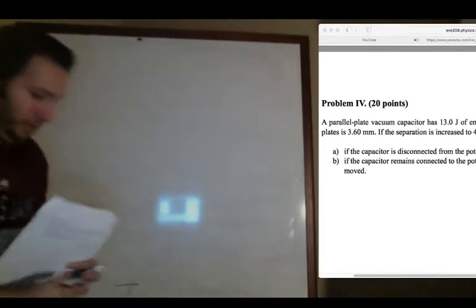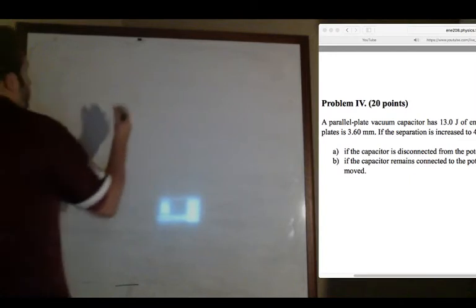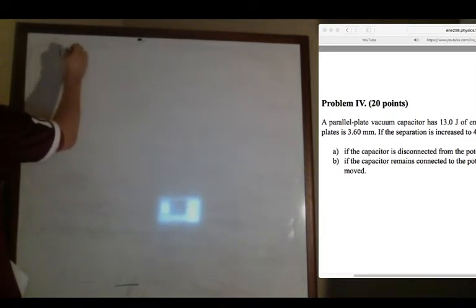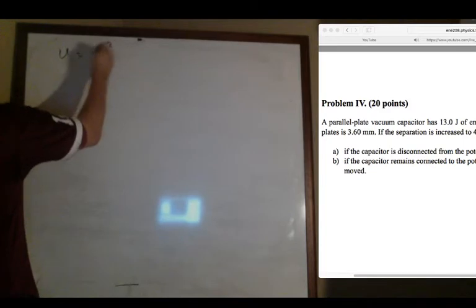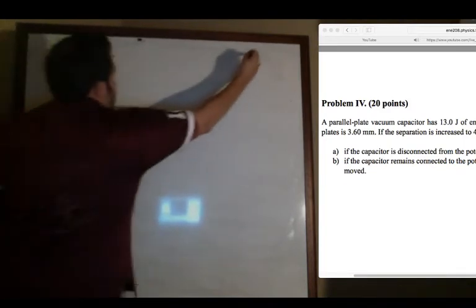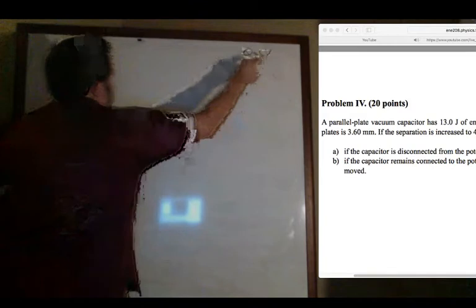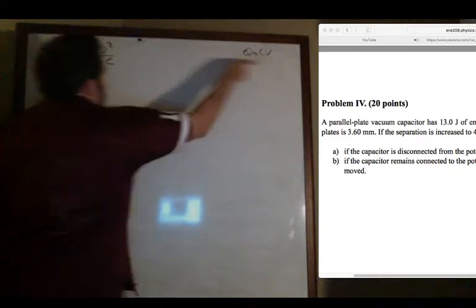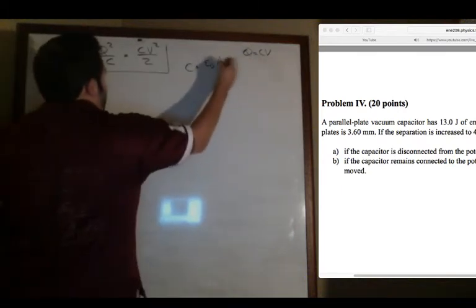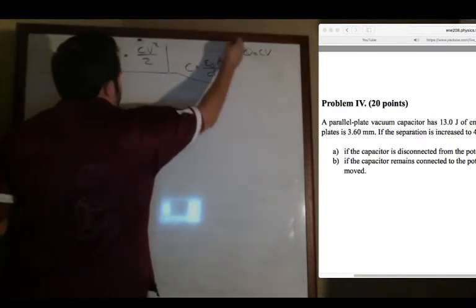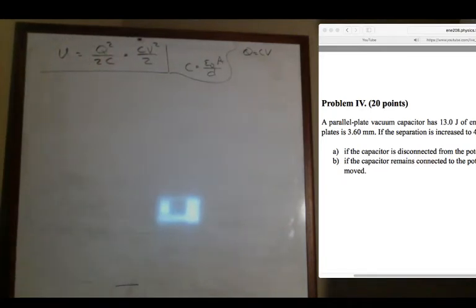All right. So, first off, as for the equations for energy, you have 2 equations for energy. This is going to be Q squared over 2C, and because Q is equal to C times V, we can also say this is CV squared over 2. Now for parallel plate capacitors, the capacitance is epsilon naught times A over D.